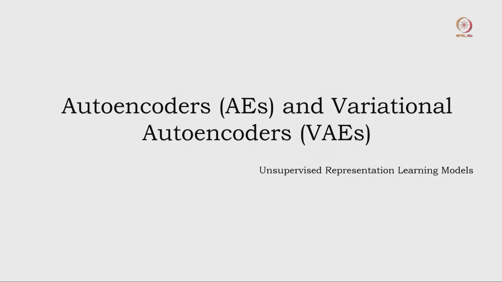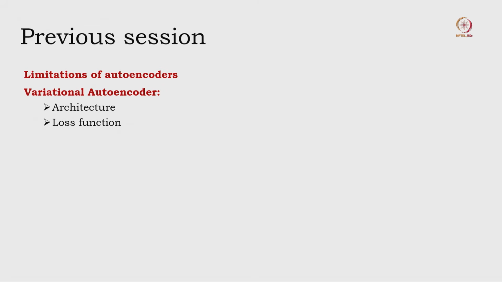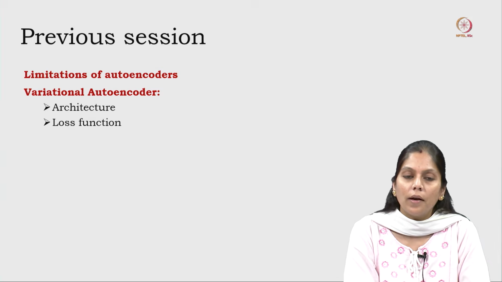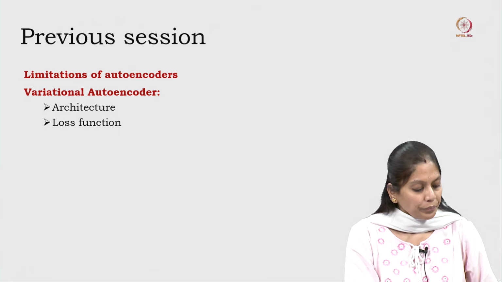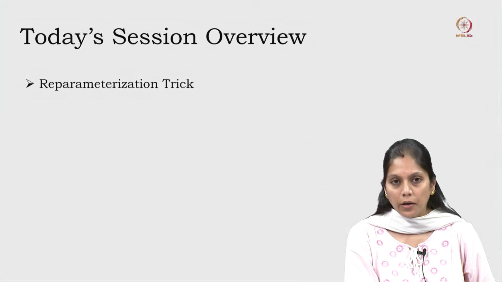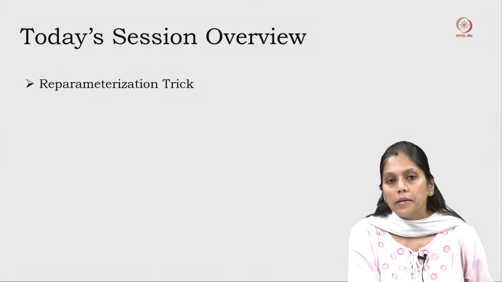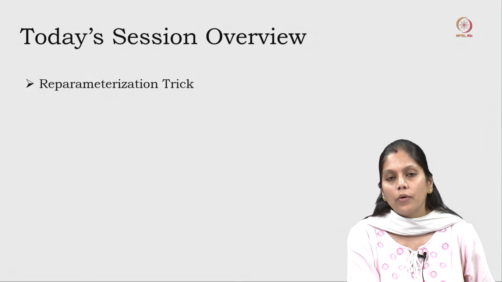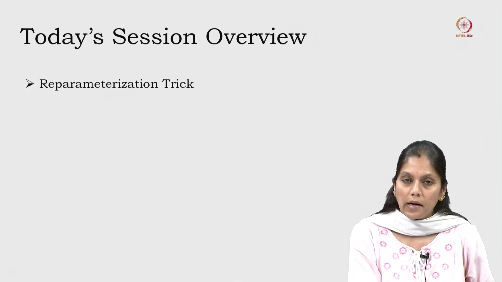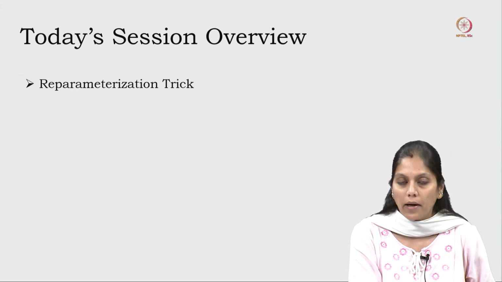Today we are in the last theoretical session of week 10, where we have started with autoencoders and variational autoencoders. In the previous session, we saw the limitations of autoencoders and how these limitations are overcome by using a variational autoencoder, and under the variational autoencoder we saw the architecture and then the loss function. Continuing in today's session, we will see the reparameterization trick, one of the most important concepts of VAE, and understand the math behind it.